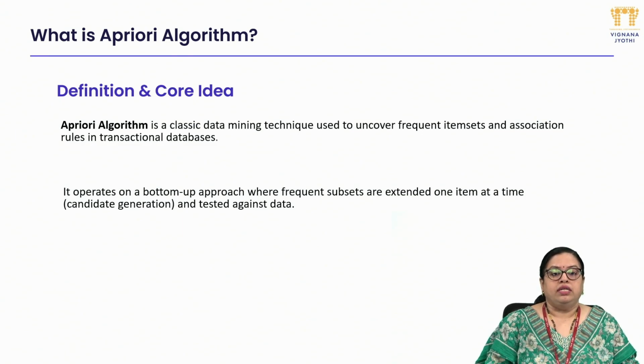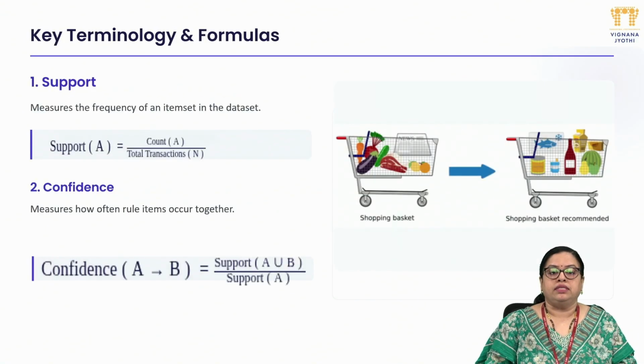This algorithm operates on a bottom up approach, and I will explain all the steps one by one. For this algorithm we use certain formulas and key terminologies. From start to end we use support and confidence, and these words are used very frequently. So how do we calculate the support? The formula for the support is support A equals count A divided by total transactions.